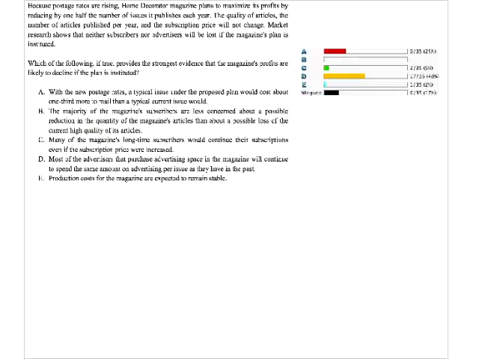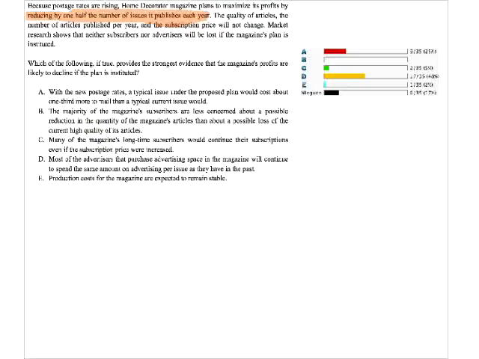Because postage rates are rising, Home Decorator magazine plans to maximize its profits by reducing by 1/2 the number of issues that it publishes each year. So, half as many issues. So the number of articles per year will not change.